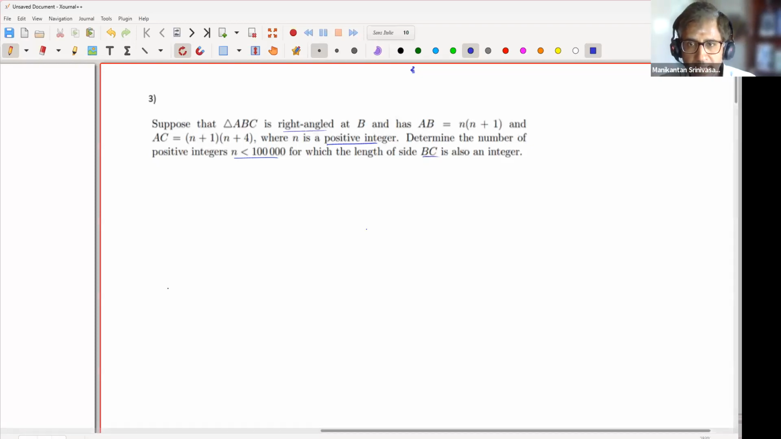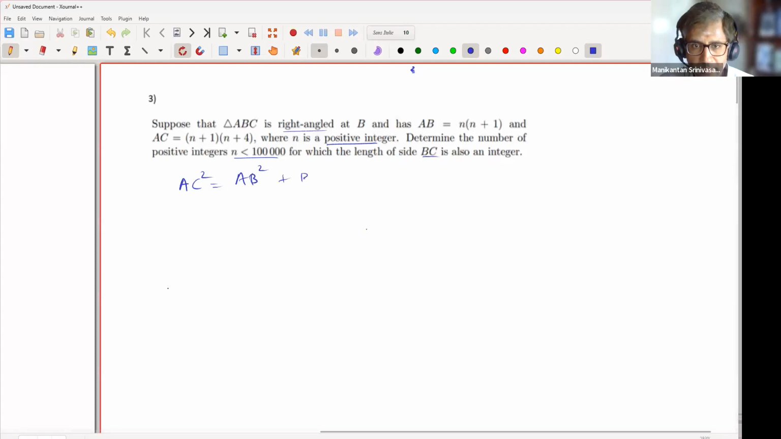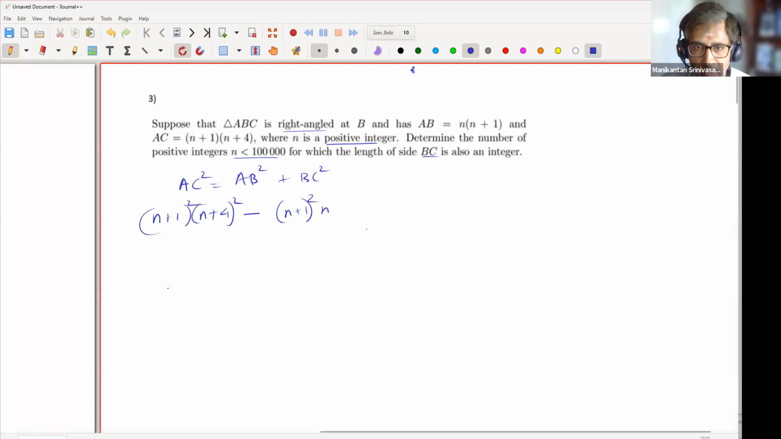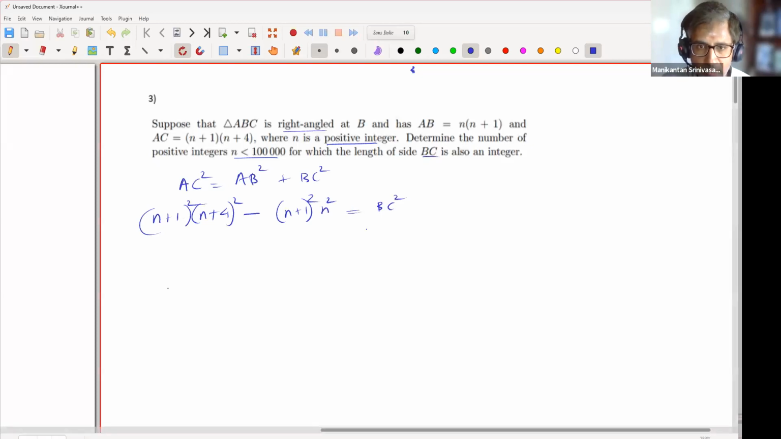Okay, so right angled at B. So AC is the hypotenuse, right? So AC squared is your AB squared plus your BC squared. Okay, so this is what? n plus 1 into n plus 4, whole squared, and then minus AB, which is n plus 1 into n, whole squared. So we need this to be a perfect square, right?